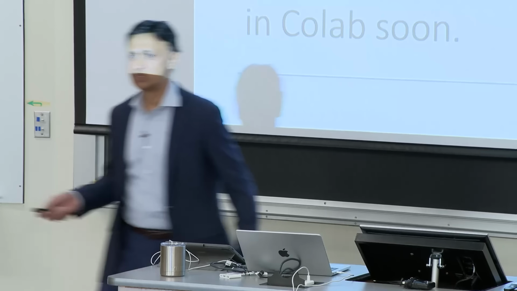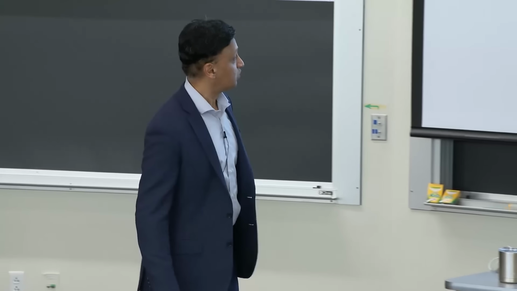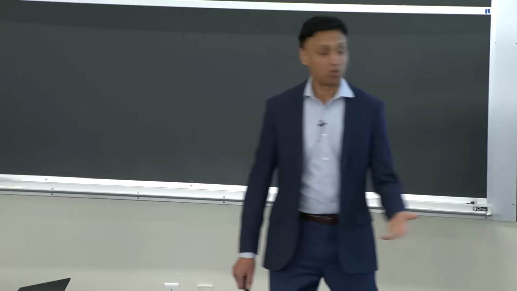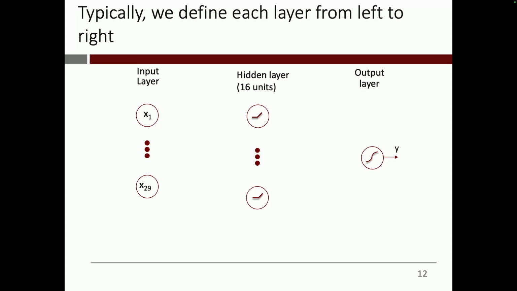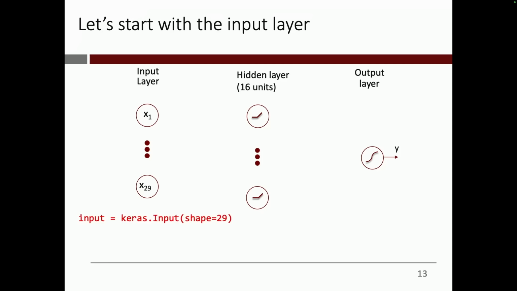Okay, all right. So the way we typically do it is that once we have a network like this, we start from the left and start defining each layer in Keras, one after the other. So we flow left to right. Okay? So let's take the input layer. The way you define an input layer in Keras is really easy. You literally say keras.Input. And then you tell Keras how many nodes you have in the input coming in. In this case, it happens to be 29, so you tell it the shape.